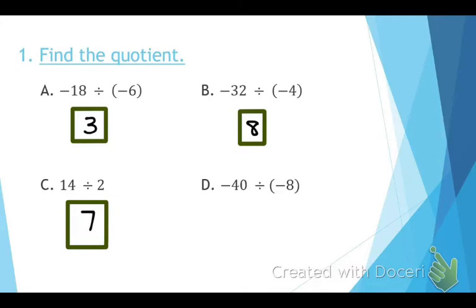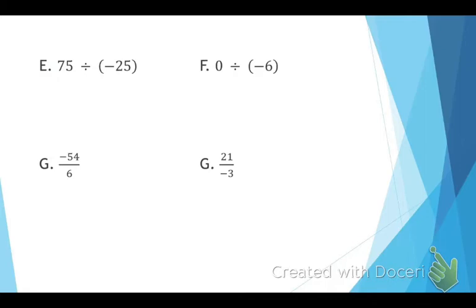Next one, Alexis, negative 40 divided by negative 8. Positive 5 is correct because we had 2 negatives. Our answer has to be positive. Let's move on to problem E. Miley, 75 divided by negative 25. Is my answer going to be positive or negative? Negative. Anytime I have 25s, I like to think about quarters. So just count by 25s until you get to 75. What's your answer? 3. You are correct. So the answer is negative 3.